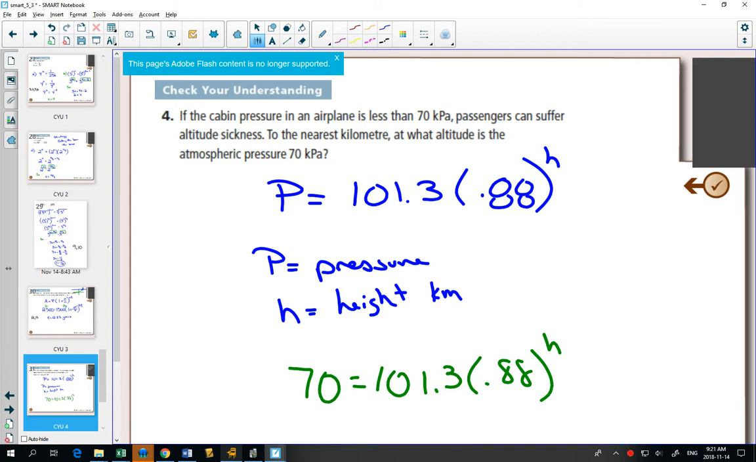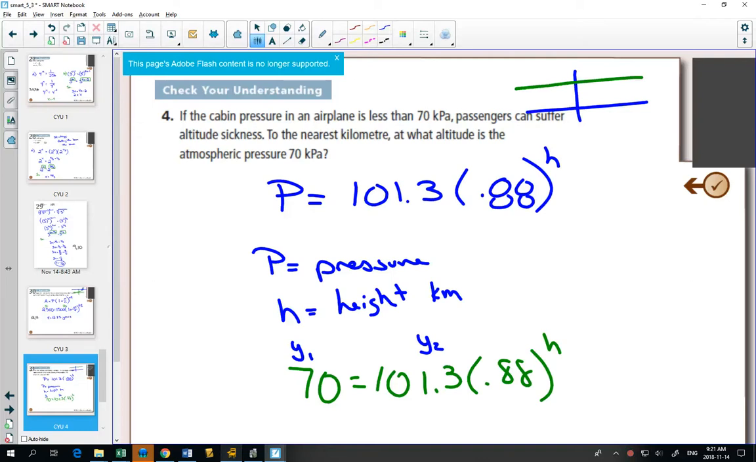Again, we don't have anything algebraically to solve this. We're going to need to use our graphing calculator. We're going to type this into y1 and this into y2. And think about the graphs. What's 70 going to look like? A straight line at 70.